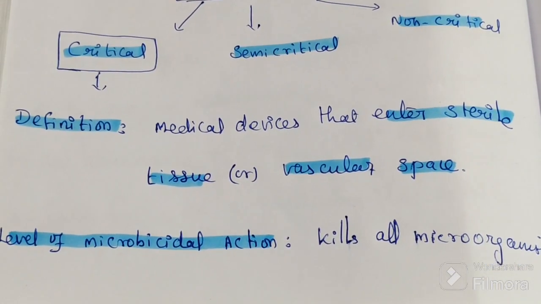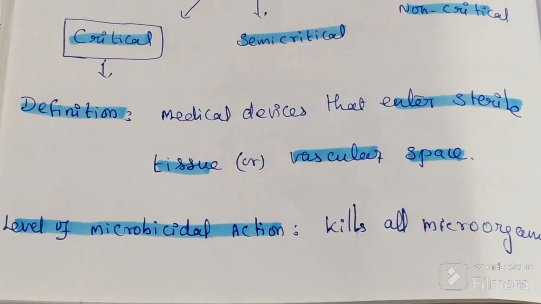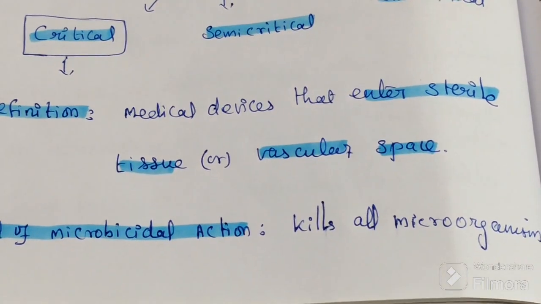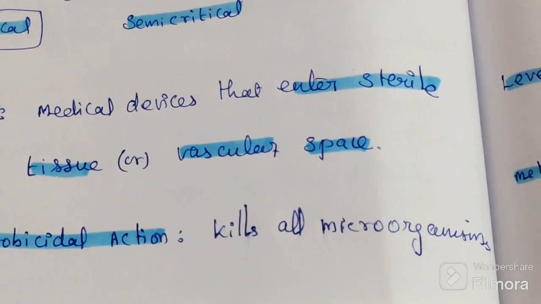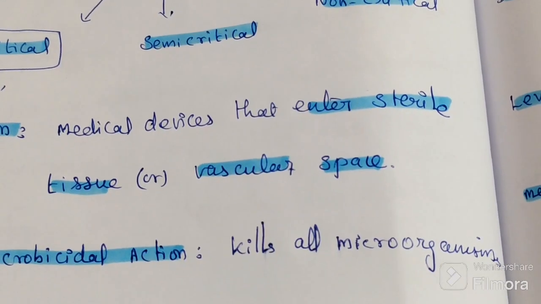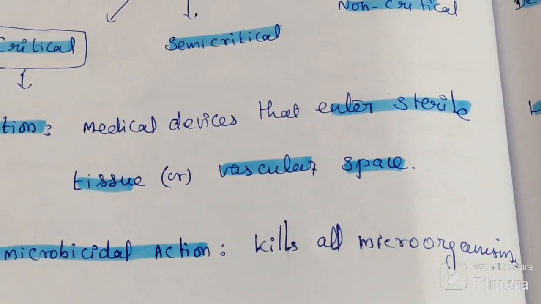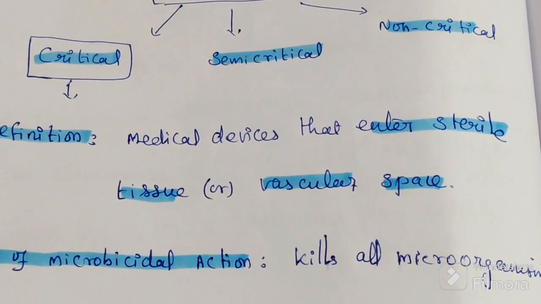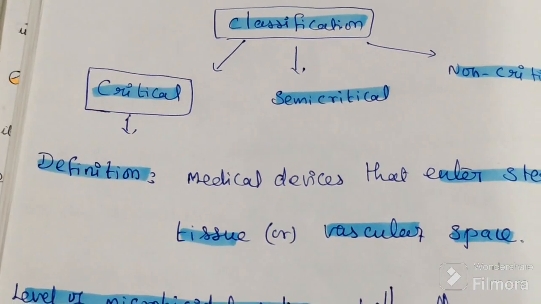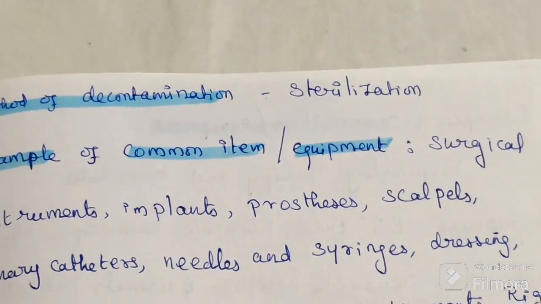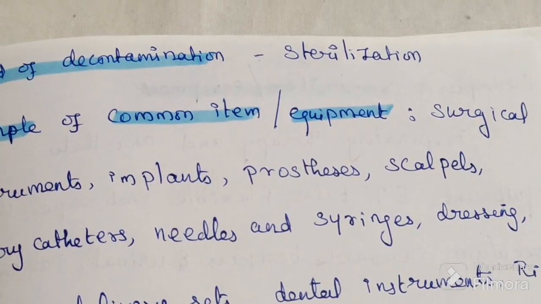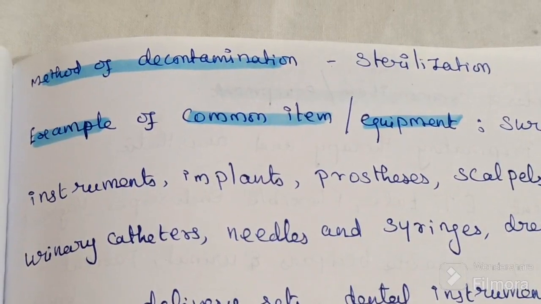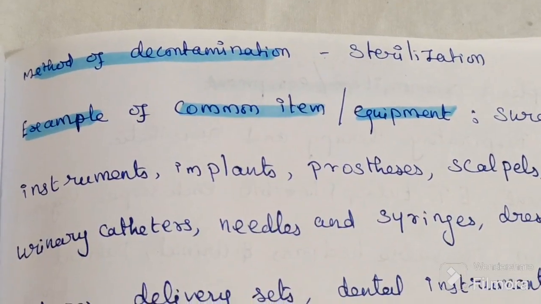What level of microbicidal action is required? It kills all microorganisms. In the case of critical devices, all types of microorganisms need to be killed. So here we need sterilization as the method of decontamination.